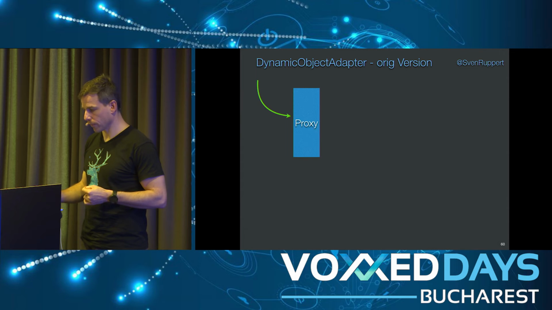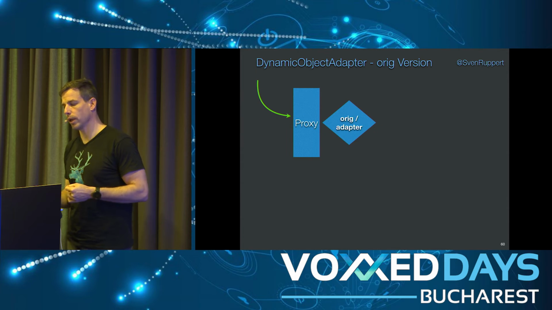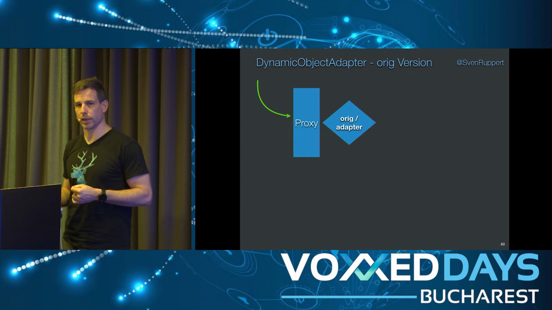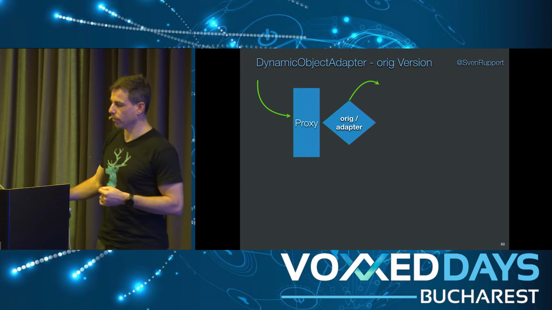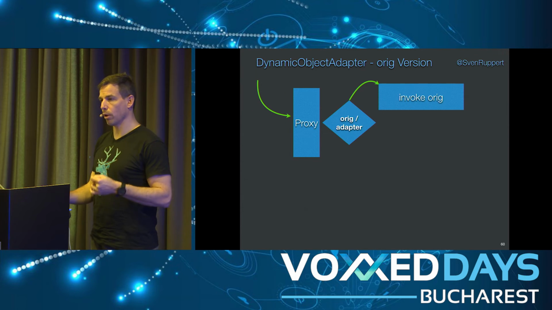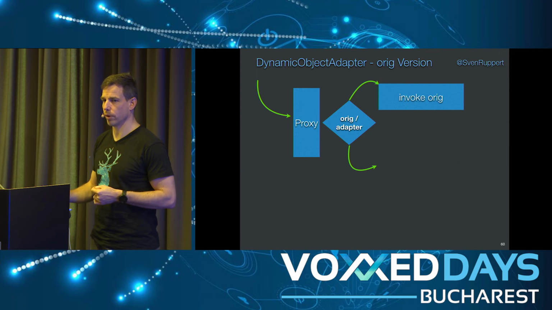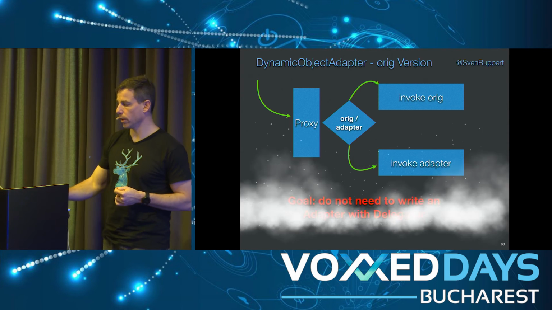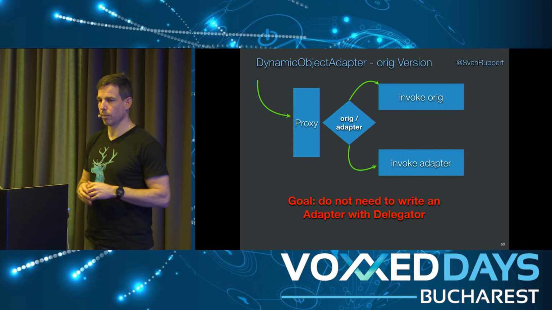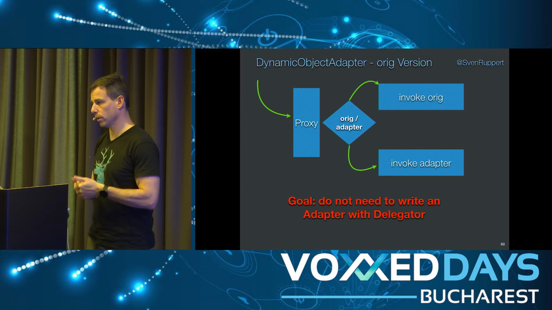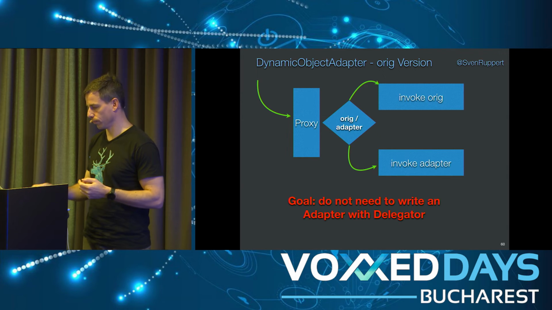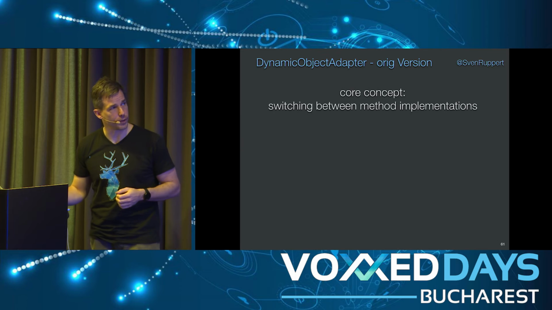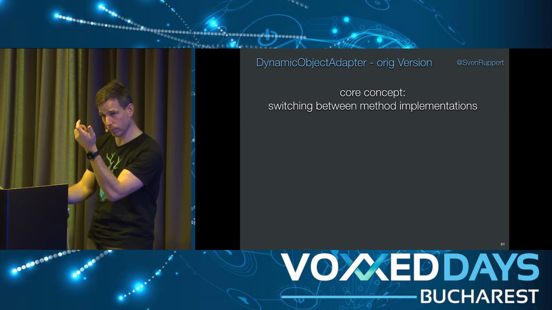You have a proxy, and this proxy has a decision if I want to use my origin or the adapter. If I want to use the original implementation, I'm invoking the delegator. If I want to decide for this method, I want to go to my adapter, I am invoking this one. What I have now is that I can switch on method level instead of instance level between implementations. Okay, there's another thing. So I can only override one method.